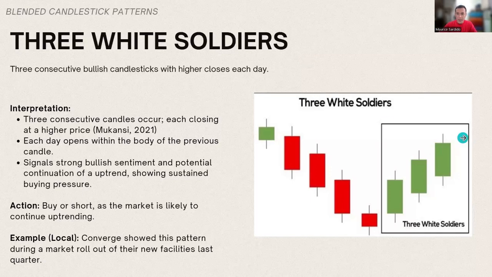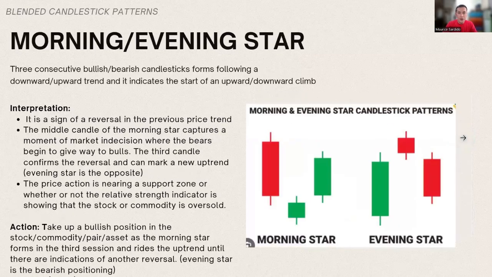last quarter. Next is the morning or evening star blended pattern. So as you can see here, these are three consecutive candlesticks: bullish for the morning star pattern and bearish for the evening star. It forms following a downward trend, the red ones, or an upward trend for the evening star pattern, indicating the start of an upward or downward pattern of stocks. Now, the interpretation of this one is a reversal of a previous price trend. So from red to green and from green to red.